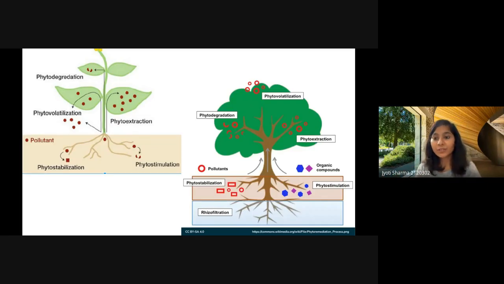Then phytostabilization: it can fix the metal so that it will be insoluble. It will not exploit the soil properties, meaning it stabilizes the soil. And one more is phytostimulation, very similar to phytodegradation. So these are different processes by which a plant can remove or extract heavy metals or other hazardous metals or compounds.